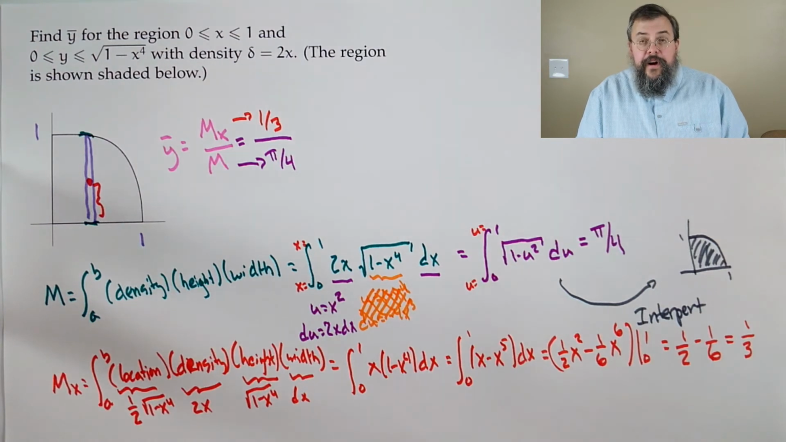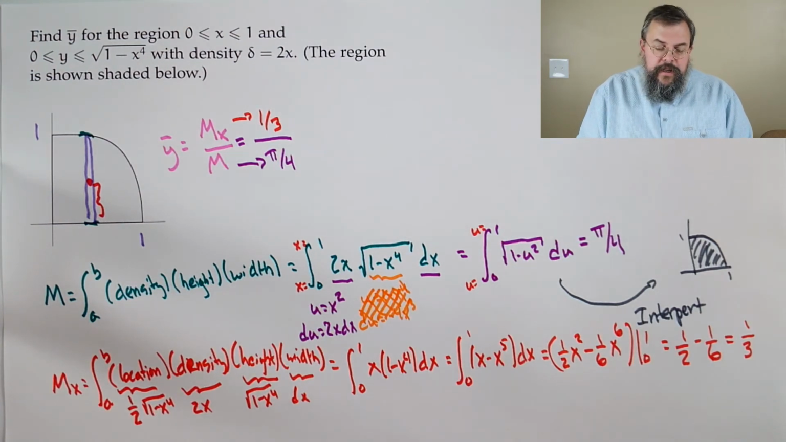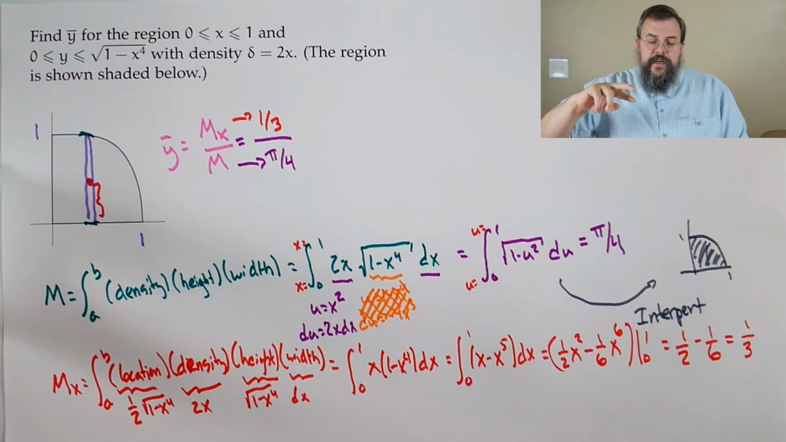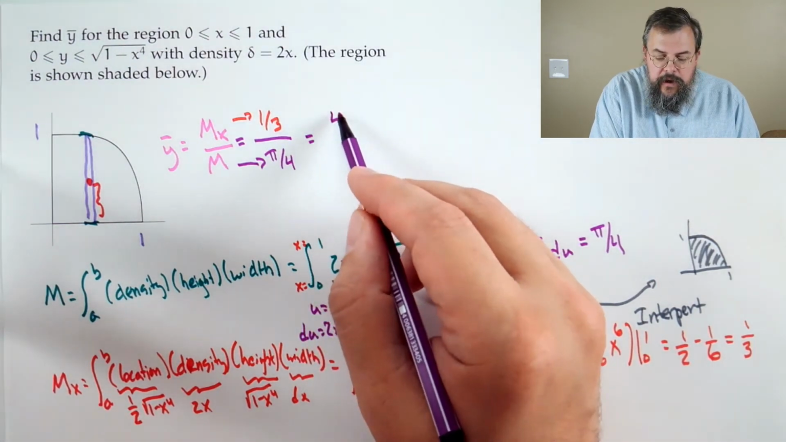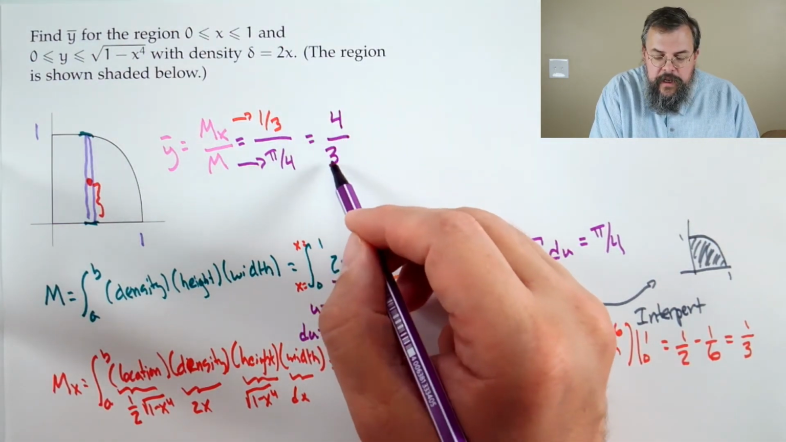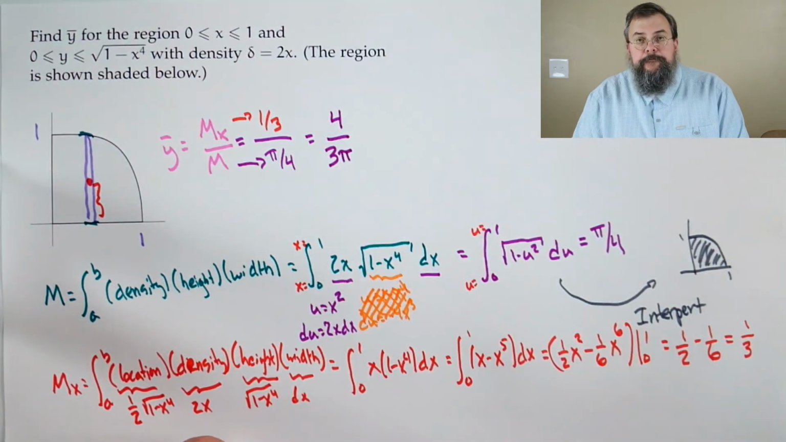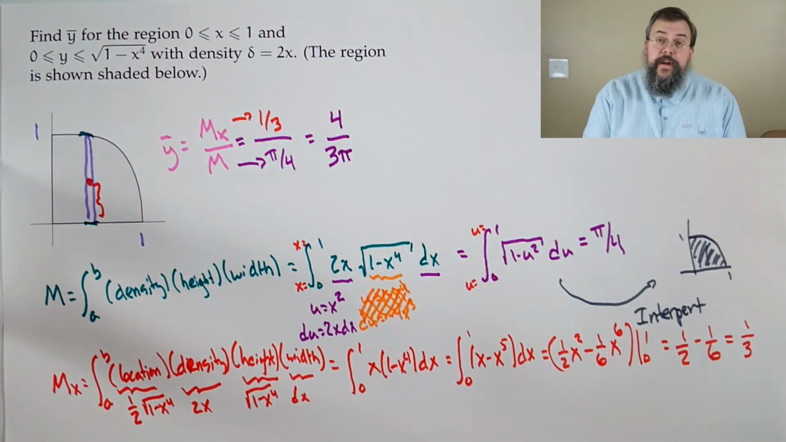So when we put this all together, what ends up happening is the following. You can take that 4 downstairs and flip it over. And so we end up with 4 over 3 pi. And there you go.